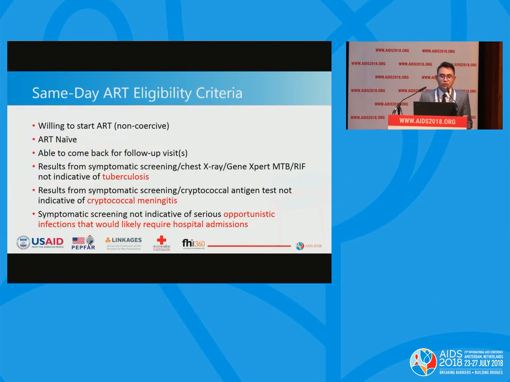The clients have to be willing to start ART, they must be ART naive, and they have to be able to come back for follow-up visits. And there must be no indicative symptoms of tuberculosis, of cryptococcal meningitis, or really any other serious opportunistic infections that may require hospital admission due to ART-related IRIS. So if the clients are presented with symptoms indicative of these illnesses, we will delay the treatment and refer them out to be investigated further.